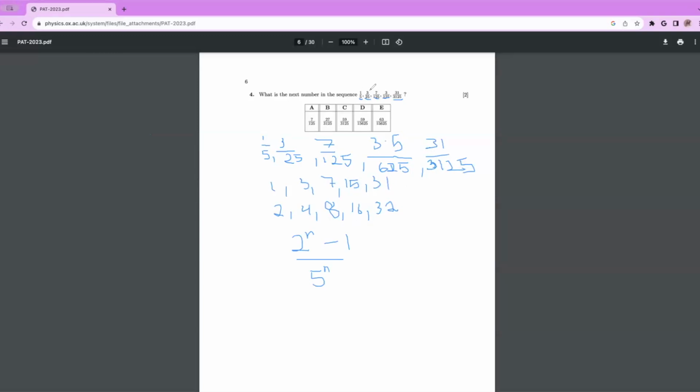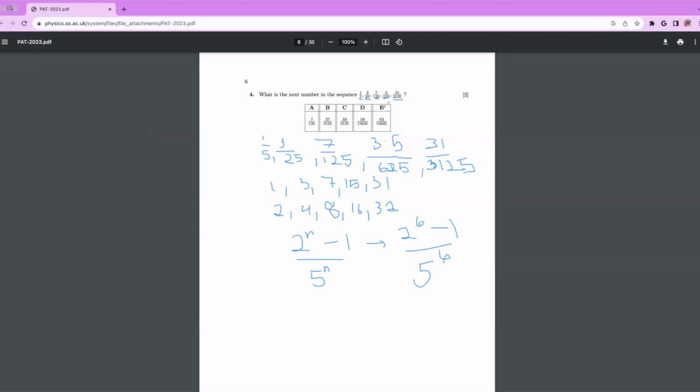So now we want to find the next term. Since we already have 1, 2, 3, 4, 5 terms, we need to find the sixth term. So we want 2 to the 6 minus 1 over 5 to the 6. Now, I don't want to calculate 5 to the 6, but I know that 2 to the 6 is 64. 64 minus 1 is 63. And since 63 is co-prime to whatever this is, the answer choice with 63 in the numerator is going to be our answer.